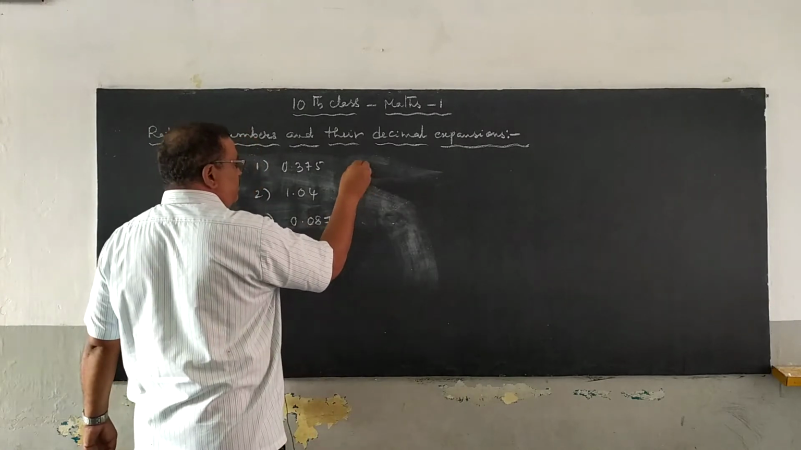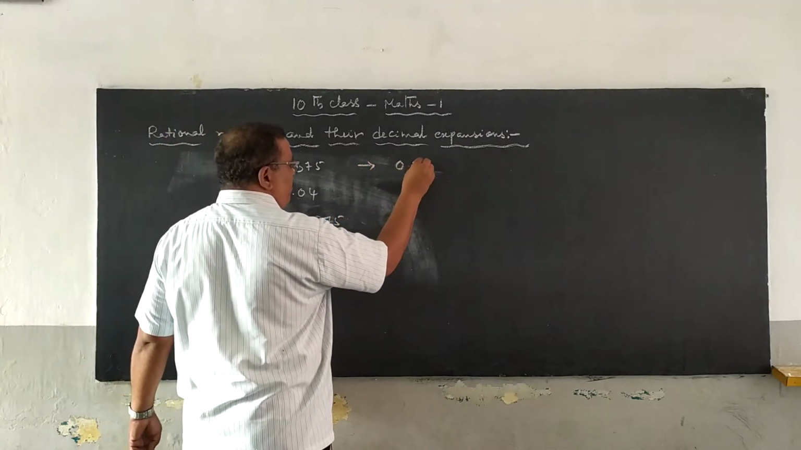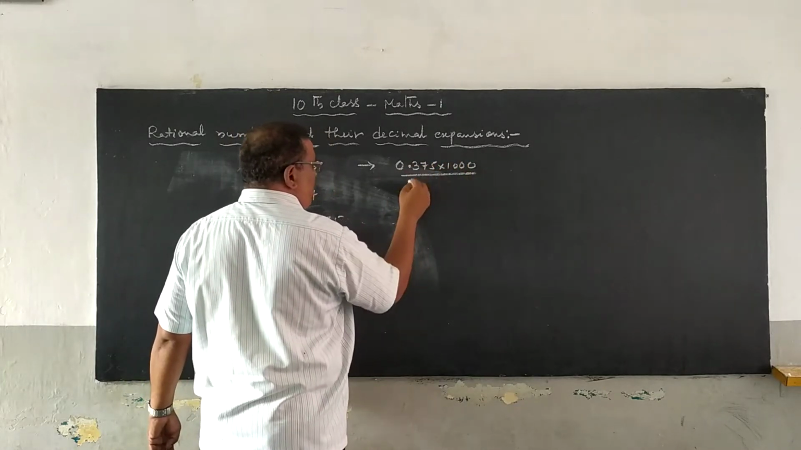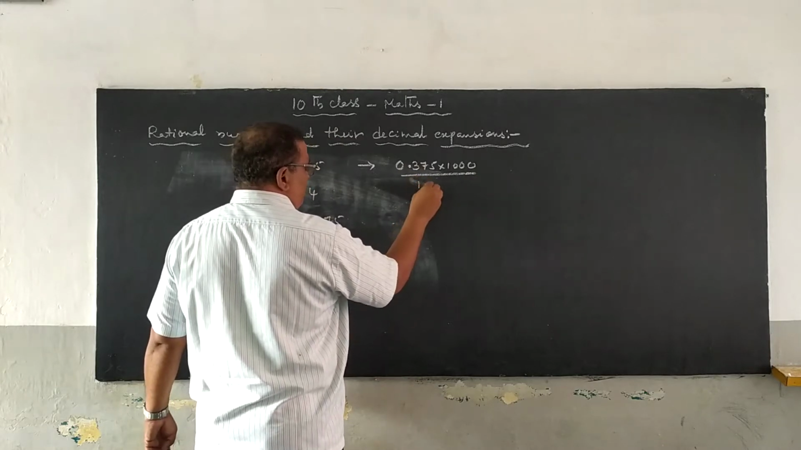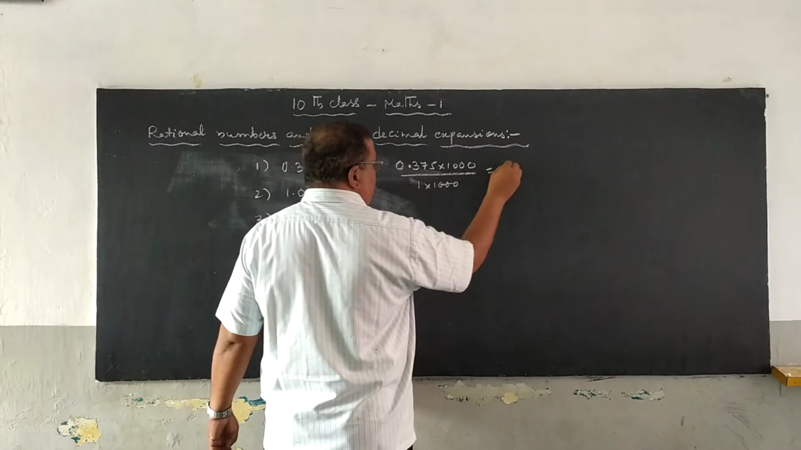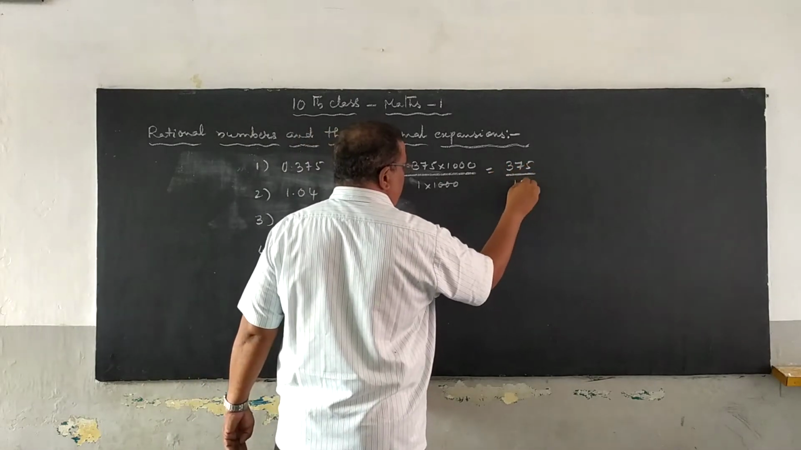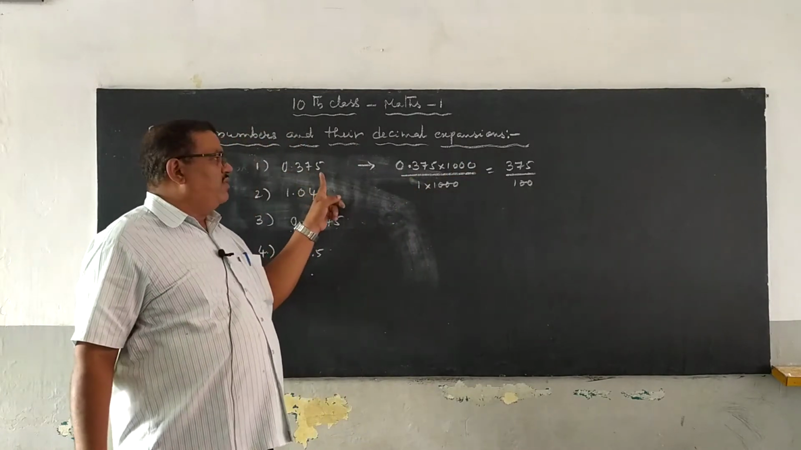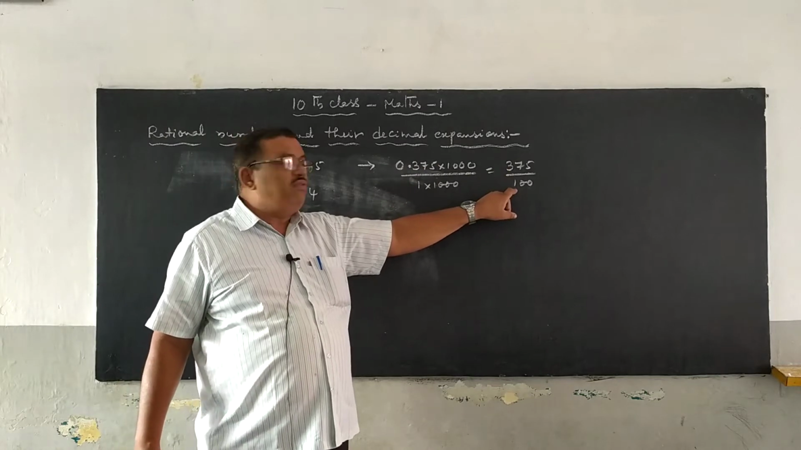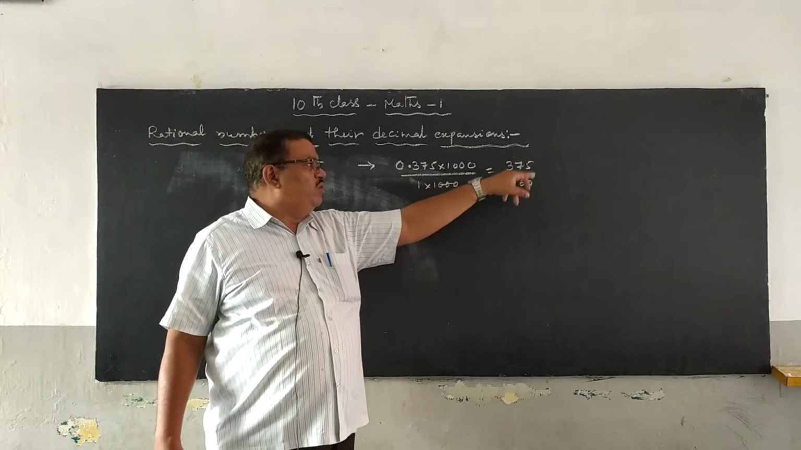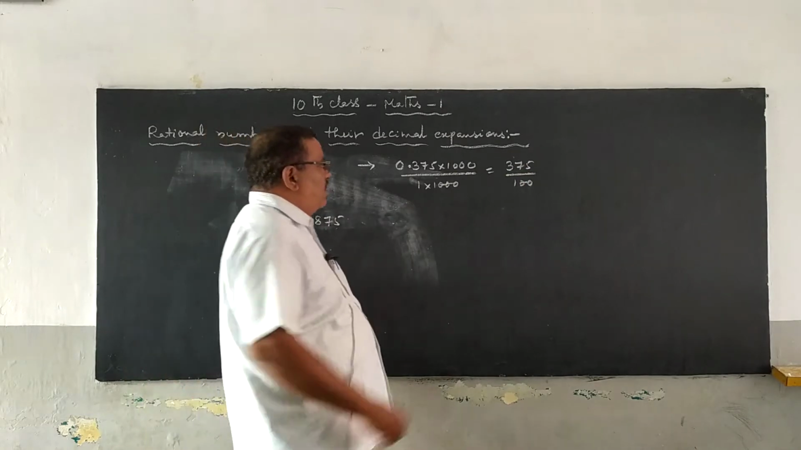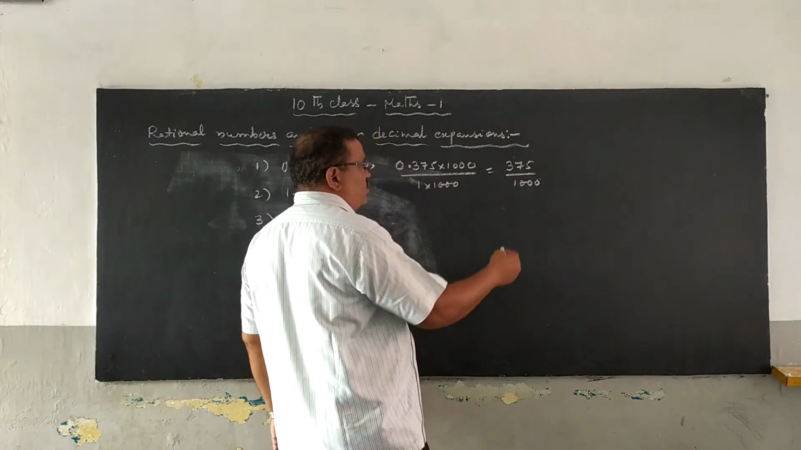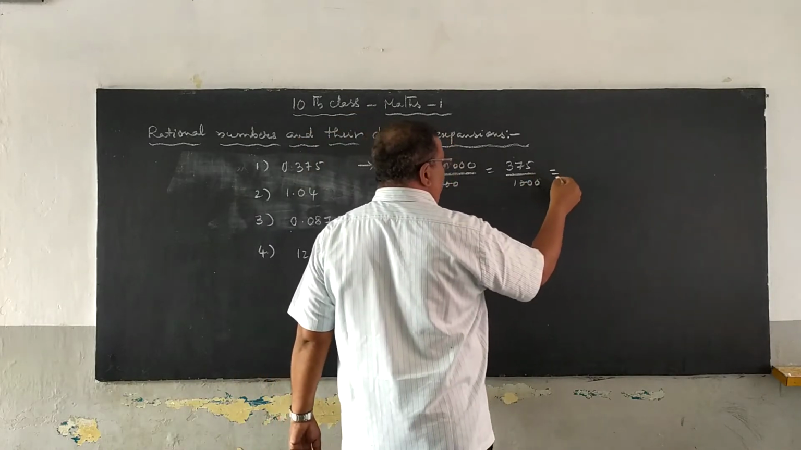Here, 0.375: multiply the numerator with 1000, and the denominator also with 1000. So finally you get 375 by 1000. This is the decimal form and this one is the rational form, p by q form. We have to express this in lowest terms, so after doing cancellations we get p by q form.